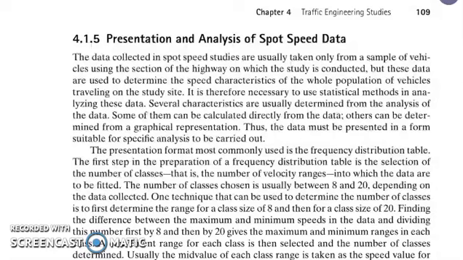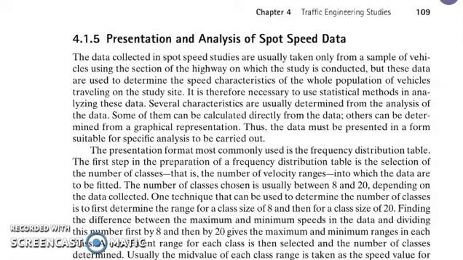So there are several characteristics that are usually determined from the analysis of the data. For the presentation and analysis of spot speed data, these can be calculated directly from the given data, or others are determined using a graphical representation. So the data must be presented in a form suitable for a specific analysis to be carried out.